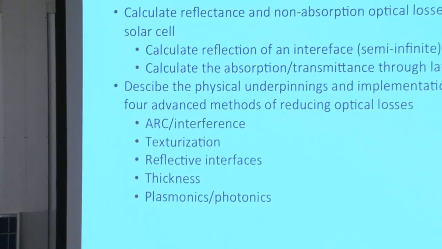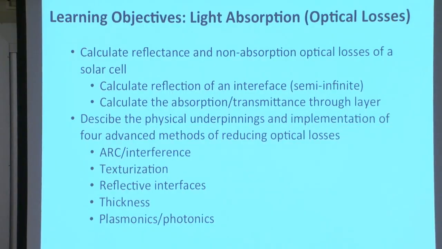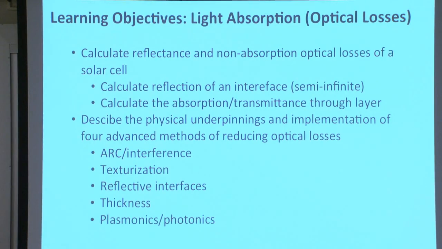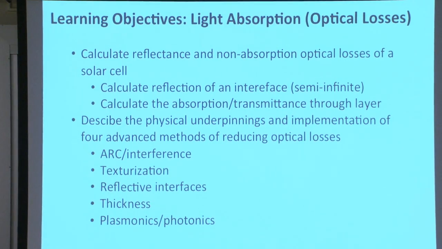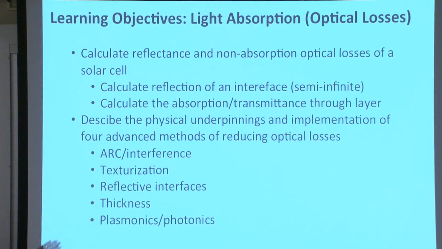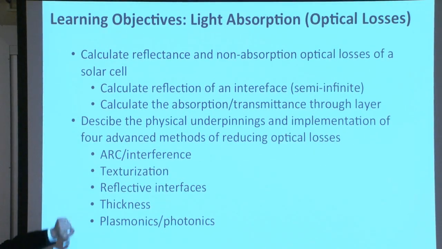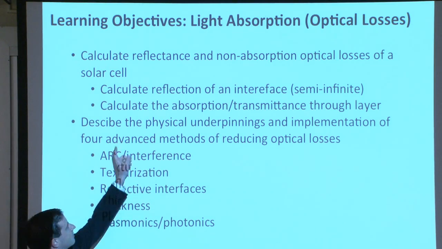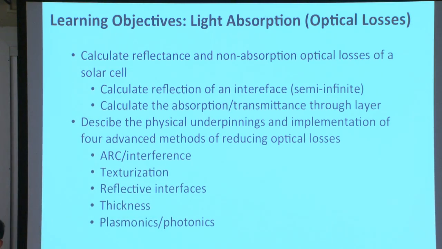So the learning objectives. The first is to be able to calculate the reflectance and non-absorption optical losses of a solar cell. So this is essentially all the light that's not absorbed. We want to be able to calculate that. The second is to describe the physical underpinnings and the implementations of four to five, there are five here, I added one at the end, advanced methods of reducing optical losses. There are techniques that we've developed over time that we can use to minimize the amount of light reflected or not absorbed inside of the solar cell device.